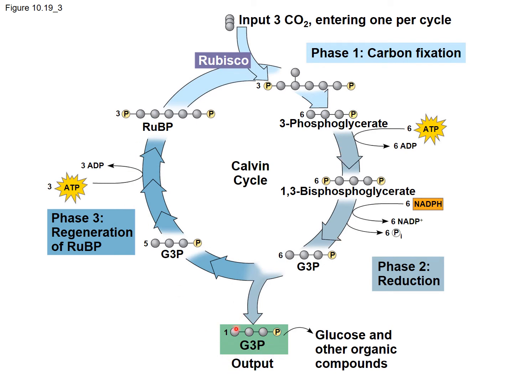Again, these G3Ps are going to leave the cycle, and then they're going to be used to build other carbohydrates, much larger carbohydrates, like 6-carbon carbohydrates, and then ultimately starch, which is stored in the chloroplast.